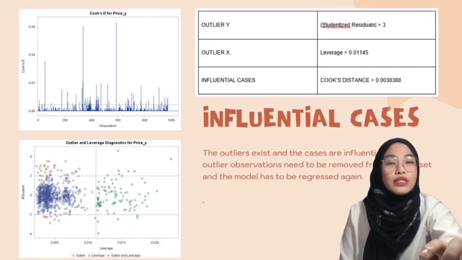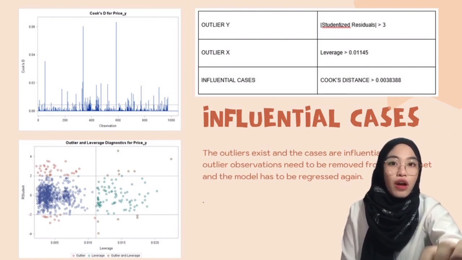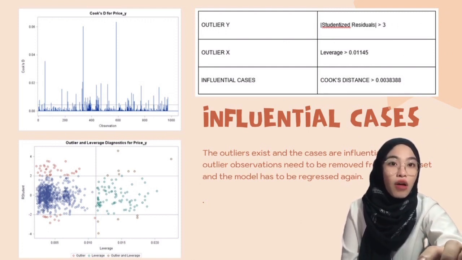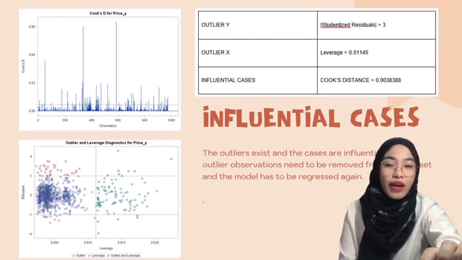Okay, for the influential cases for part B, as you can see, there are two graphs. From the table above, the outlier Y and outlier X exist when the studentized residuals are more than 3 and leverage value more than 0.01145. The influential cases exist when DFFITS is greater than 0.15133 and Cook's distance greater than 0.0038388.